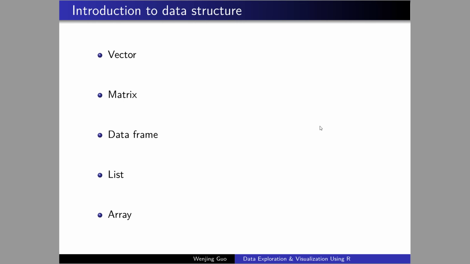Now let's move on to the data structures. In R, we have these 5 data structures: vector, matrix, data frame, list, and array. We will mainly focus on the first 4 data structures because they are commonly used in our field.